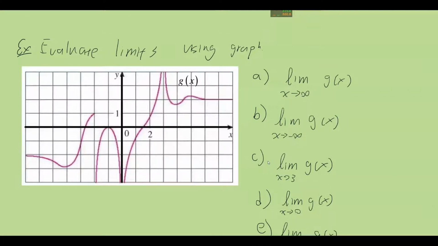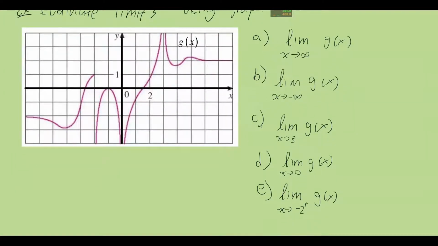Next, let's look at another example. We have a graph of the function g of x, and we want to evaluate the limit. On the right, we have 5 parts, A through E. We have 5 limits. We want to evaluate them using the graph. Now, feel free to pause the video and take a few minutes to try them out on your own before you proceed. Okay, let's take a look at part A.